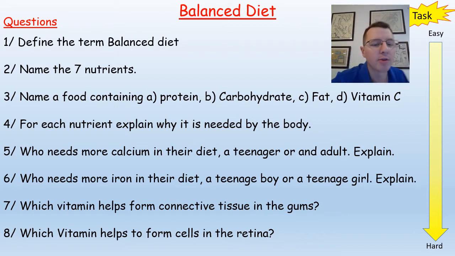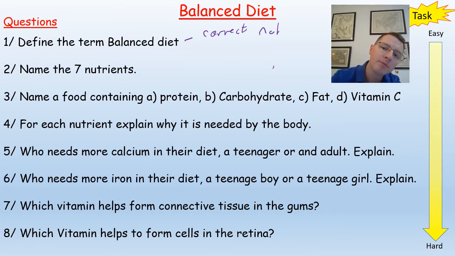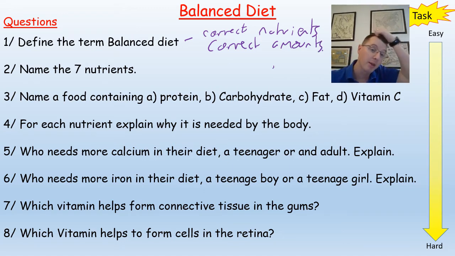So here are the answers. Question 1, define the term a balanced diet. Well, a balanced diet is all about eating the correct nutrients in the correct amounts. And if you remember, we had the Eat Well plate, which will help you understand the correct amounts you need to have. Name the 7 nutrients. I'm not going to list them down for you, but they are proteins, fats, carbohydrates, vitamins, minerals, water, and fibre.